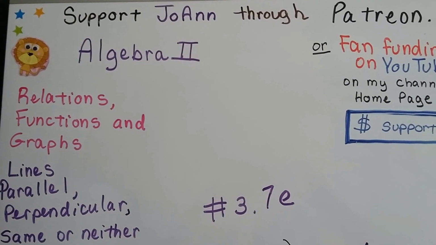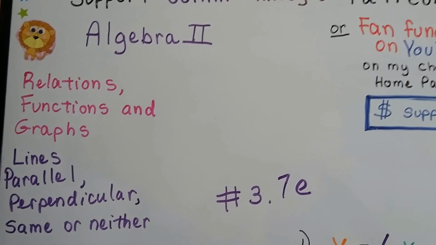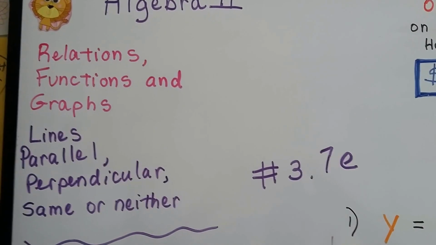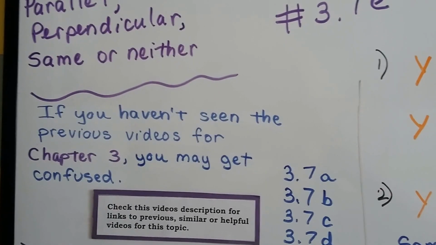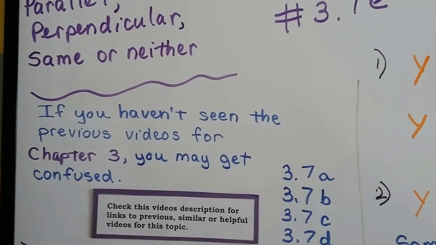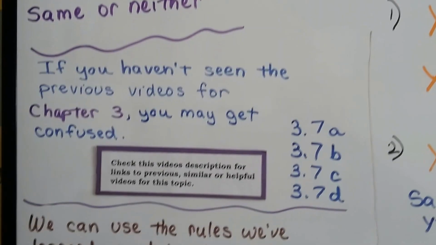Algebra II 3.7e, lines are parallel, perpendicular, the same line, or neither. This is the last video in our parallel perpendicular line lesson. If you haven't seen the previous videos for 3.7a, b, c, or d, you can click on this video's description and go right to them.